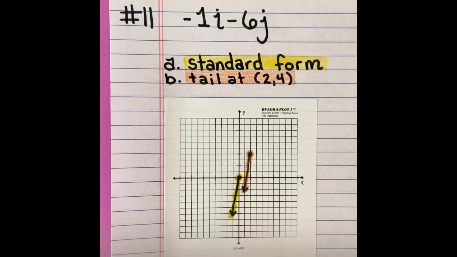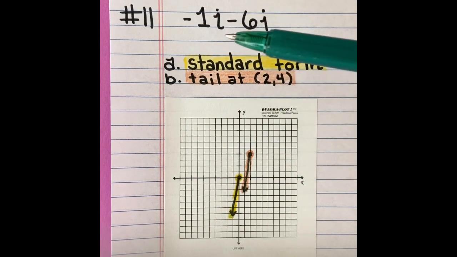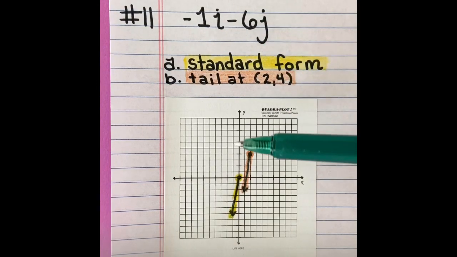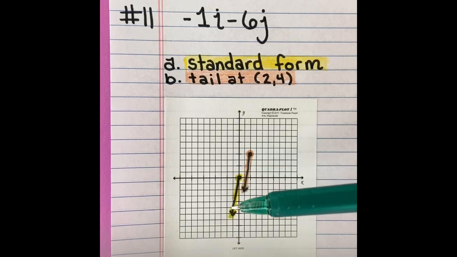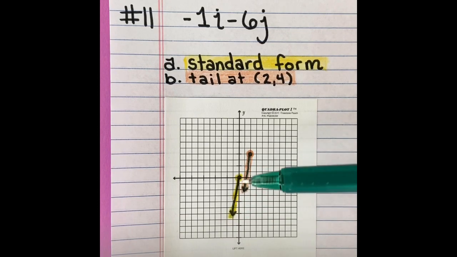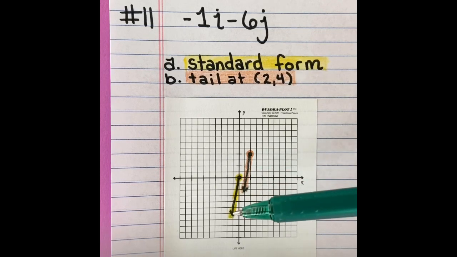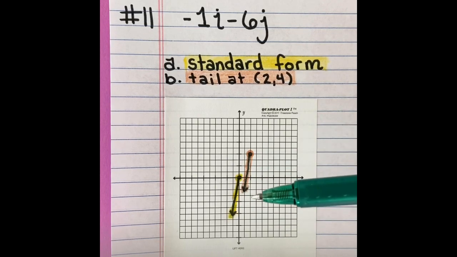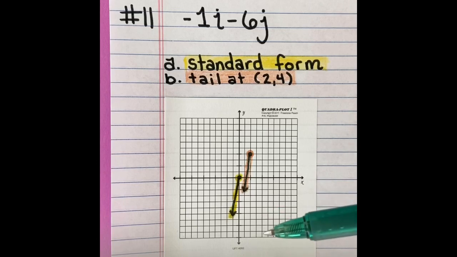To graph this vector in standard form, you want to begin at (0, 0). Then we will move left 1, down 6. Moving left 1, down 6, I put an arrow at that location and connect the tail to the head. And we've graphed the vector in standard form.